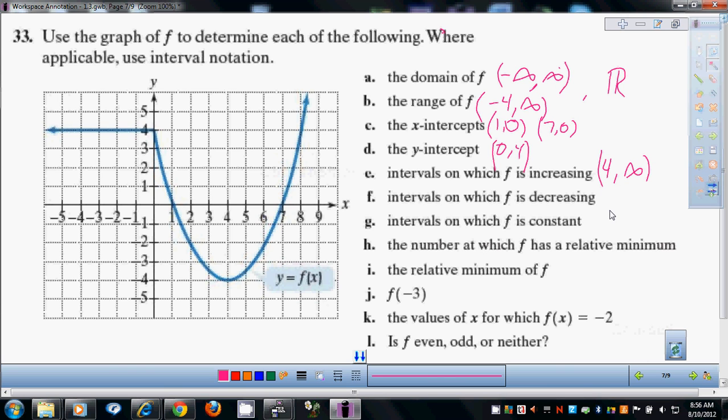Decreasing. I think that's almost everybody. Haley, can you tell me where this thing's going downhill? From 0. Good. Sabrina, where is this thing constant? Negative infinity to, remember, x value. There you go. Negative infinity to 0.